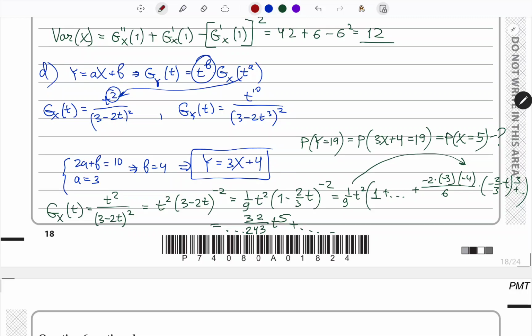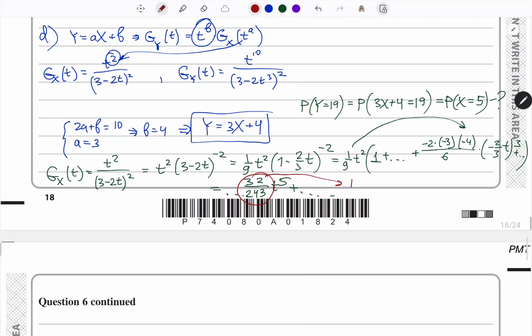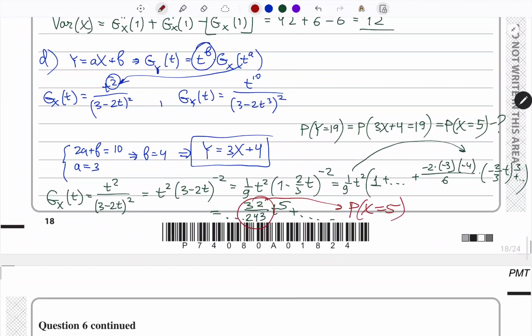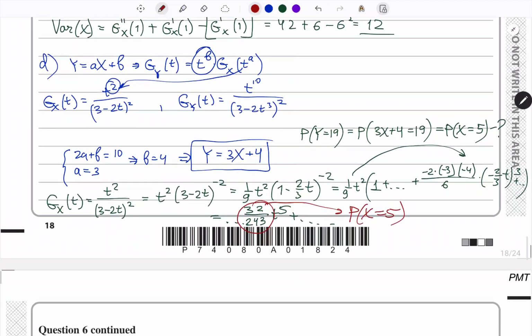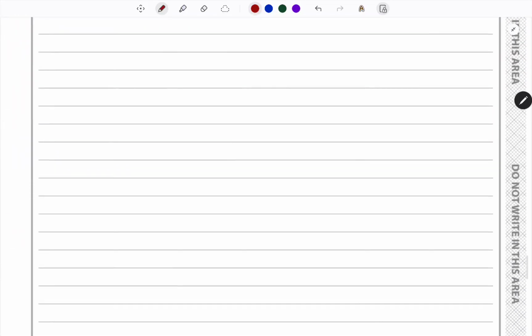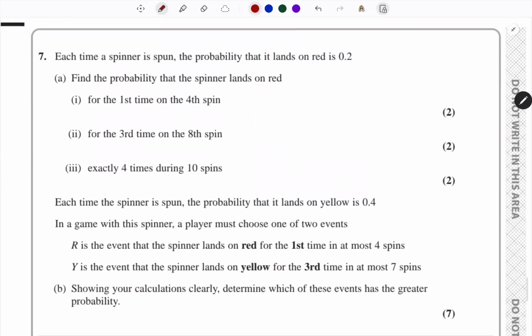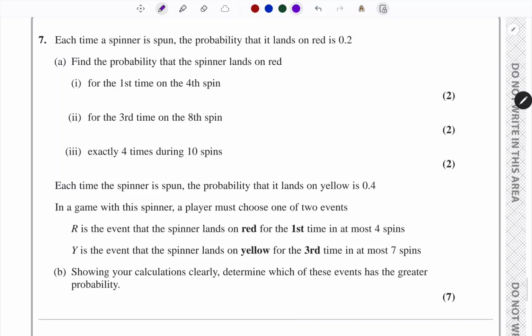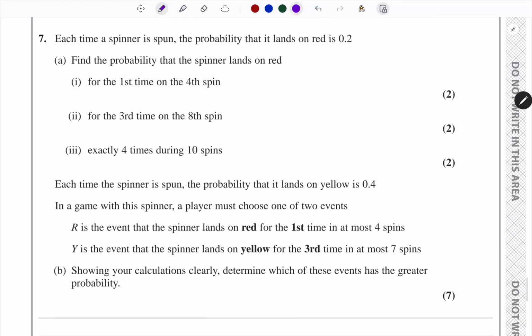So as you know from the definition of the probability generating functions for discrete random variables, this is the probability that x equals 5. The probability that x equals 5 is 32 over 243. That's it. Okay, that was a good question, good problem. Let's move on. It's problem number 7 we still have to solve.